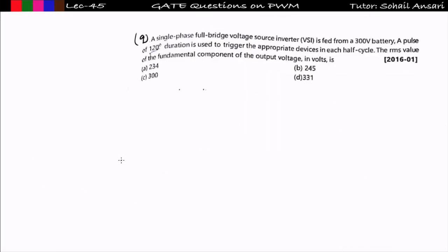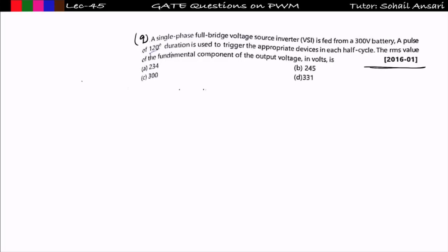See the next problem. This is the last problem that has been asked in GATE 2016. After GATE 2016, there is not a single question asked from single phase voltage source inverter in PWM as well as 180 degree mode. So see the ninth problem. A single phase full bridge voltage source inverter is fed from a 300 volt battery. Okay, this is the full bridge.